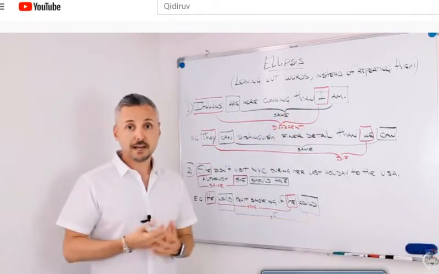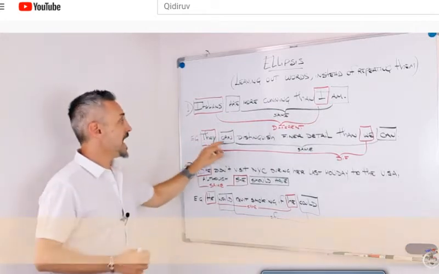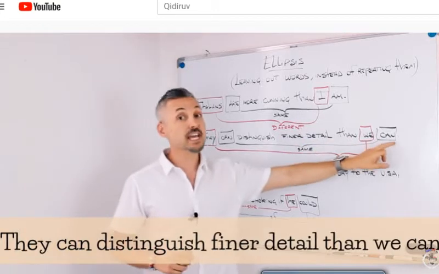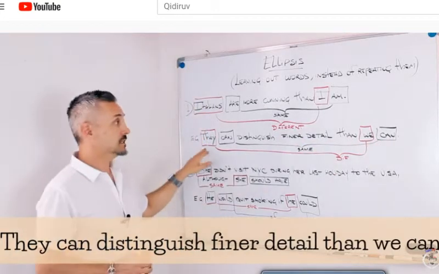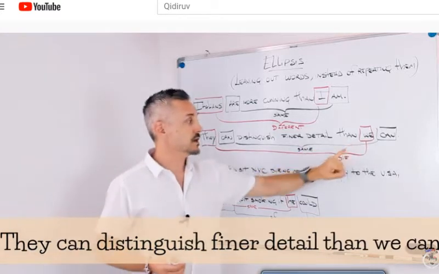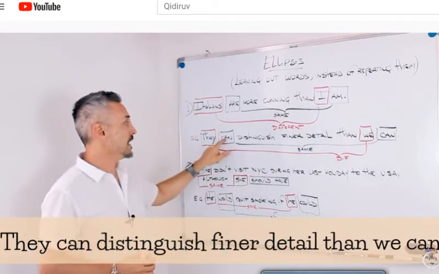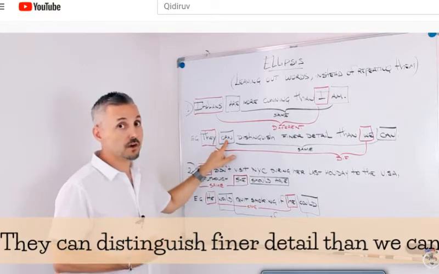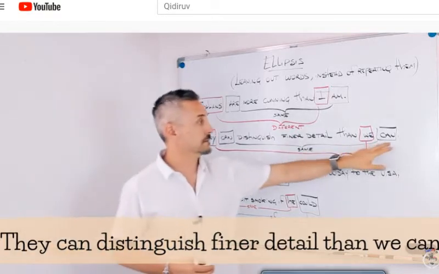Another example that I can give you is: they can distinguish finer detail than we can. In this case, the subjects, they and we, are different, and then obviously the auxiliary verb, in this case a modal verb, can, is the same.